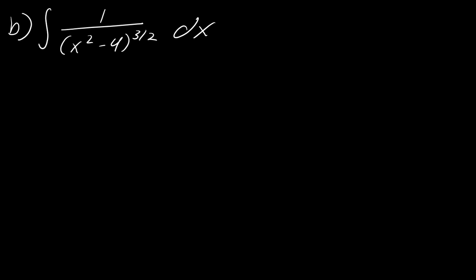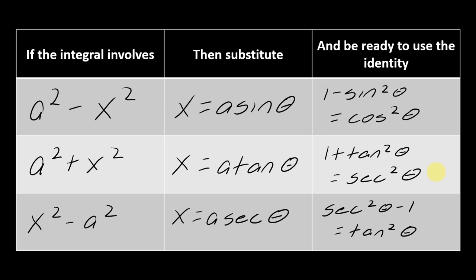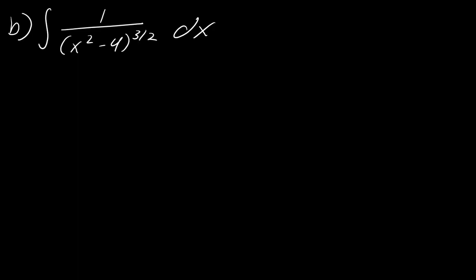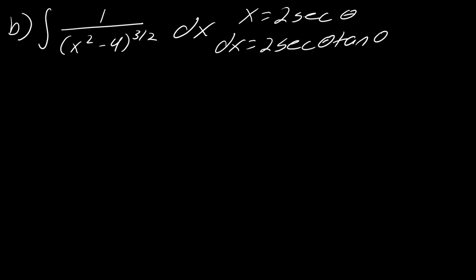So now I've got 1 over (x squared minus 4) to the 3 halves. So referencing my little handy chart, I have x squared minus 4, so that's following this form here. I have a 4 here, so that means that my a is equal to 2, so my x will be 2 secant theta. X equals 2 secant theta. Therefore, my dx will be 2 secant theta tangent theta d theta.